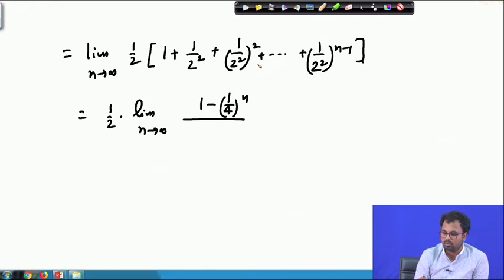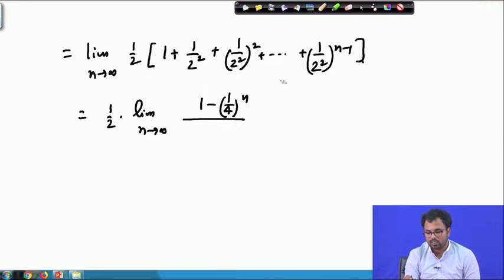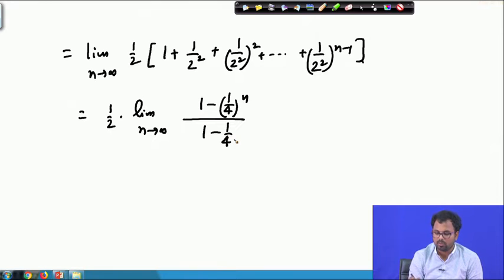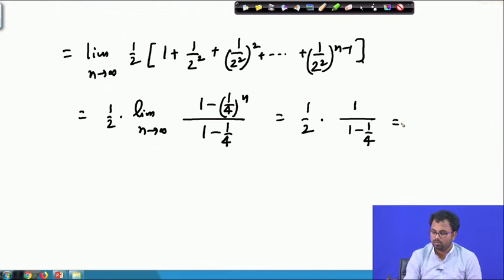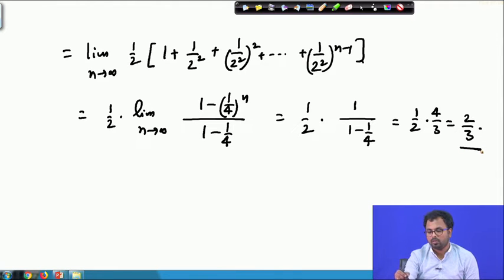a geometric progression, and therefore the sum can be given as 1 minus 1 by 4 to the power n divided by 1 minus 1 by 4. If n goes to infinity, then this term will go to 0, and here we will have 1 by 2 times 1 by 1 minus 1 by 4. So this will be 1 by 2 times 4 by 3. So here we will obtain 2 by 3. This will be the answer of this problem.